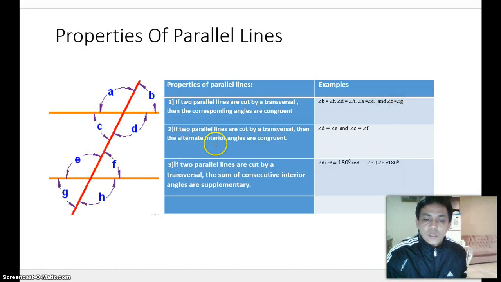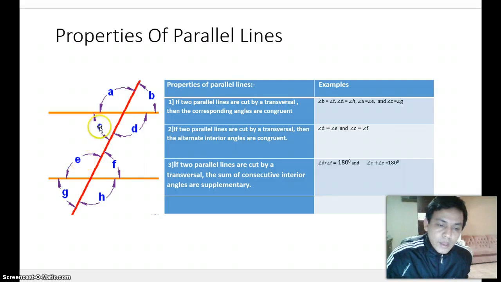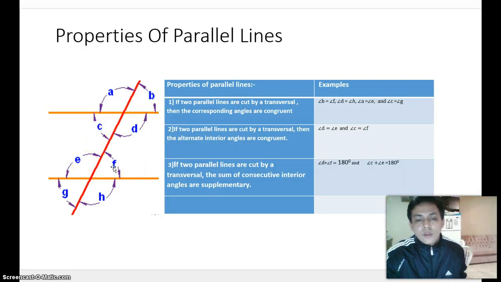Let's talk about the second property. If two parallel lines are cut by a transversal, then the alternate interior angles, there are D and E, C and F. Angle D must be equal to angle F, angle C must be equal to angle E. Then we can say these two lines are parallel. So this is the second property.